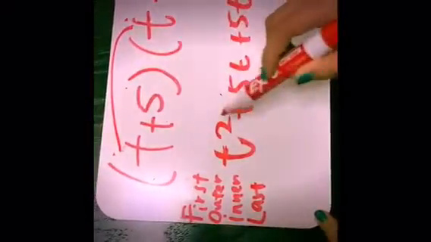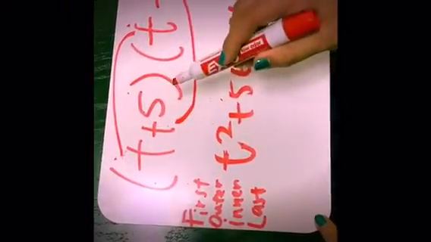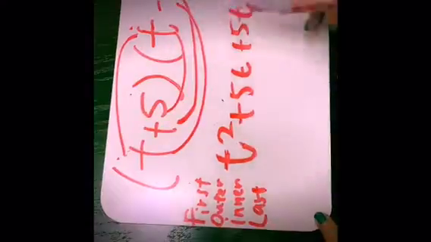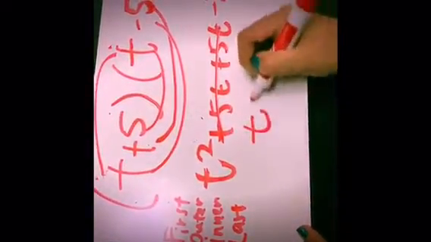For this equation, I have to find the product. So you start with first, outer, inner, and last. So I got t squared plus 5t minus 5t minus 25. These cancel out, so you have t squared minus 25. That's your answer.